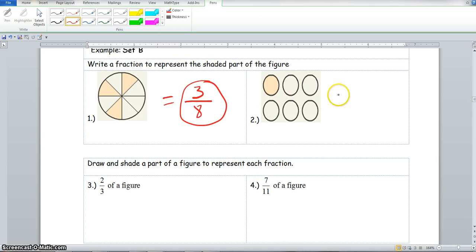Now number 2. Again, your numerator would be 1. Your denominator would be all of these together, which is 6. So it'll be 1/6.